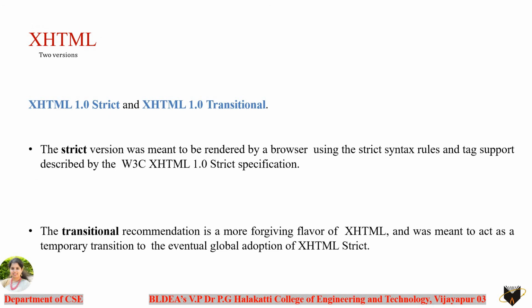So in XHTML, you have two forms. One is XHTML 1.0 strict, and the other is XHTML 1.0 transitional. So why has it been divided into strict and transitional? Do remember that before XHTML, only the HTML language was used for the development of web pages. Once XHTML 1.0 was introduced, you can imagine that there were already existing web pages on the internet which were developed using HTML.